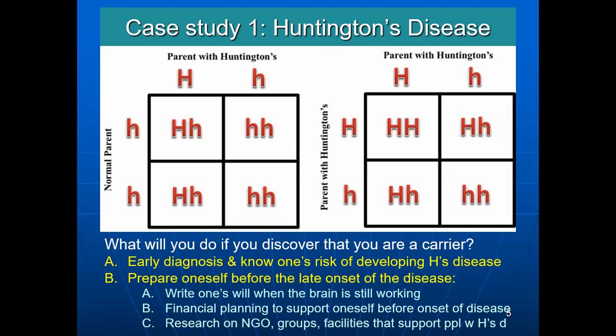Okay. C, research on NGOs. So you can start to research on non-government organizations, groups, and facilities that can support people with Huntington's disease, so that when the symptoms develop, you know where you can look for support. So these are the things you can do, isn't it? Okay, so these are the benefits.